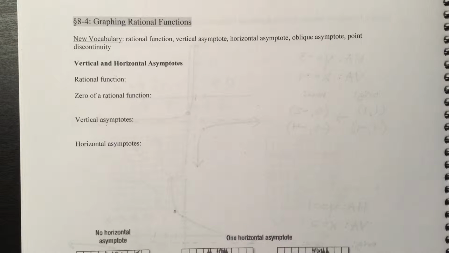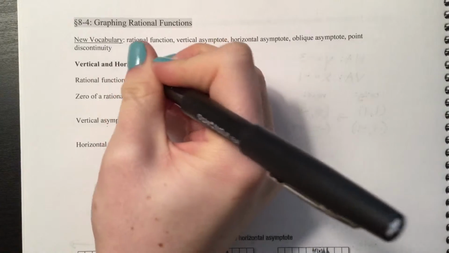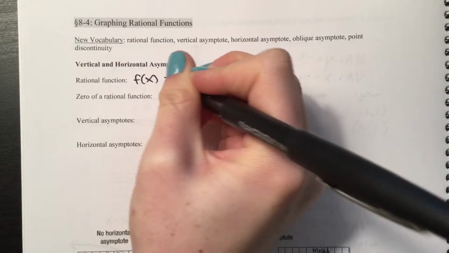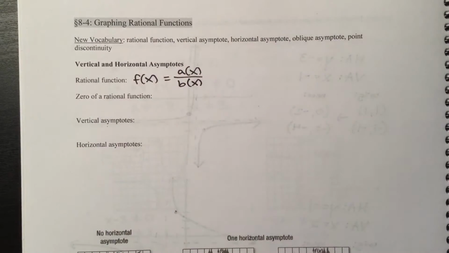All right, so in 8.3, we did what we call reciprocal functions, which are like the simple rational functions. These ones we're going to graph really any kind of rational function and talk about how the asymptotes work and different things like that. So a rational function in general is of the form f of x equals a of x over b of x. So we no longer just have a number in the numerator. We could have a whole function in the numerator, whole function in the denominator, so it works like that.